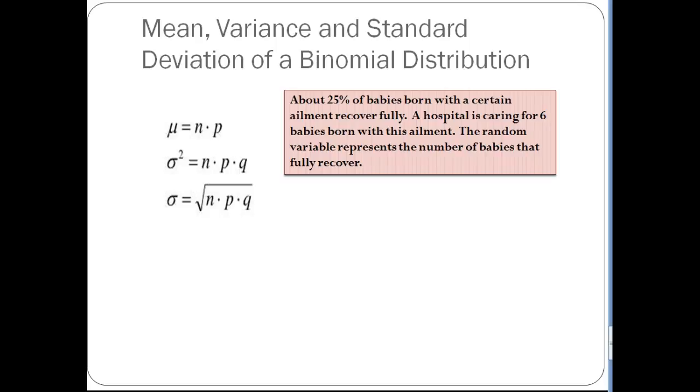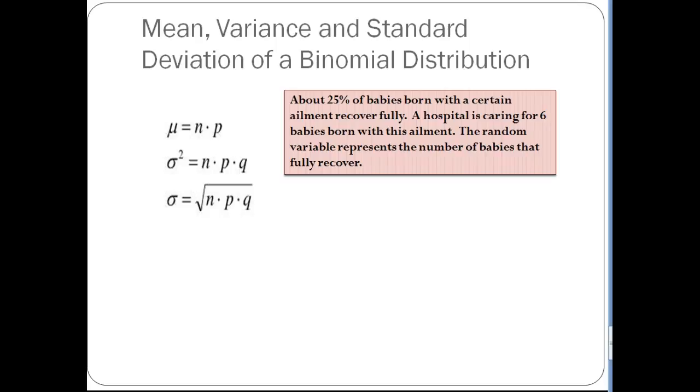So here's an example that you may see. Sometimes you may just see the problem given where they just tell you what n and p are and you don't need to pick them out of a word problem. But I thought I'd go ahead and show you the most difficult case in which you have to pick the values out. So about 25% of babies born with a certain ailment fully recover. A hospital is caring for 6 babies born with this ailment. The random variable represents the number of babies that fully recover.